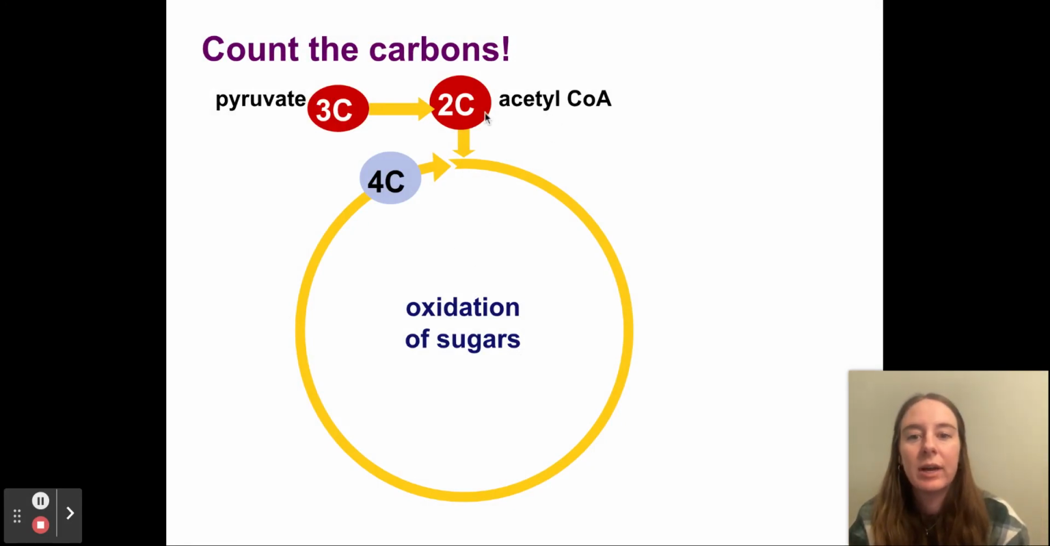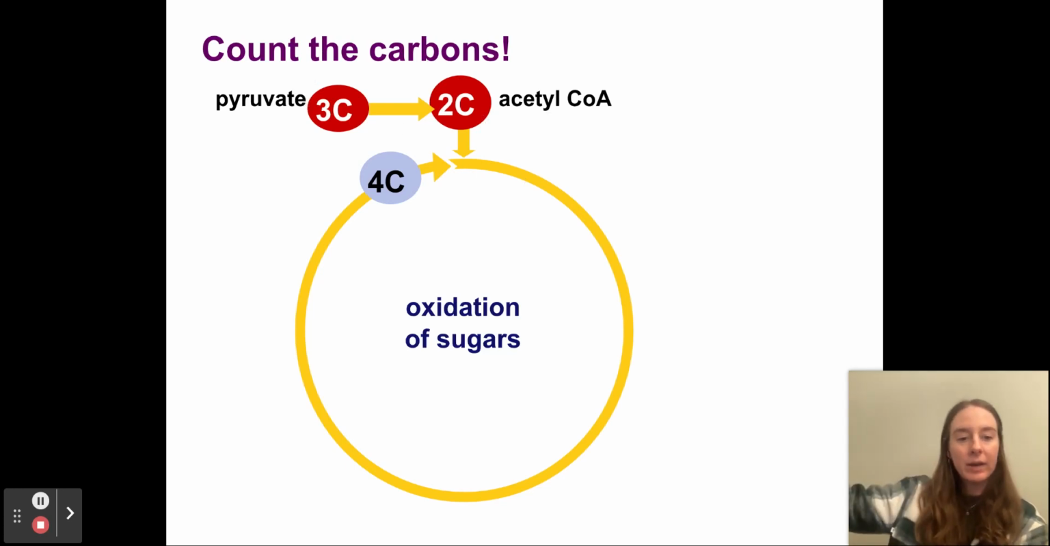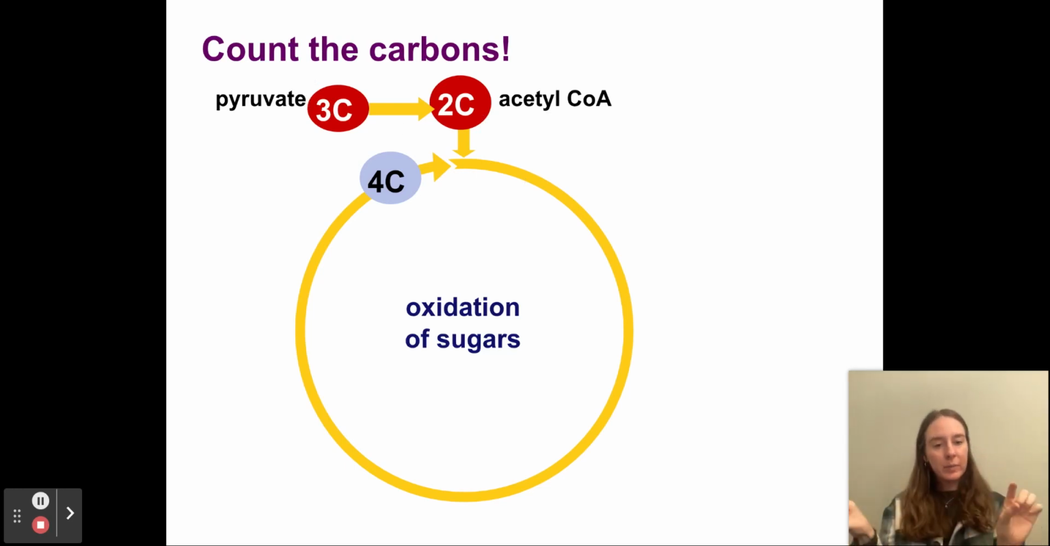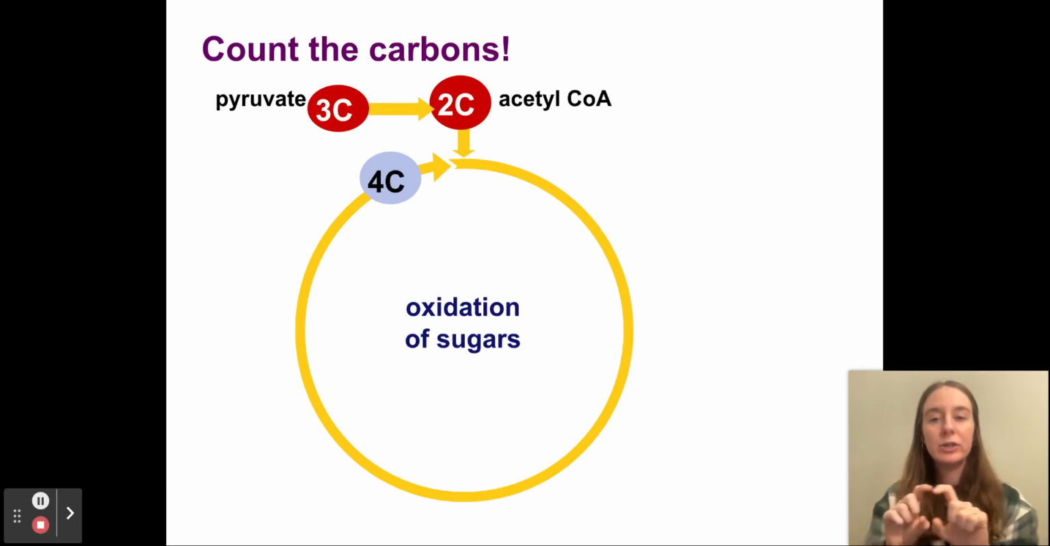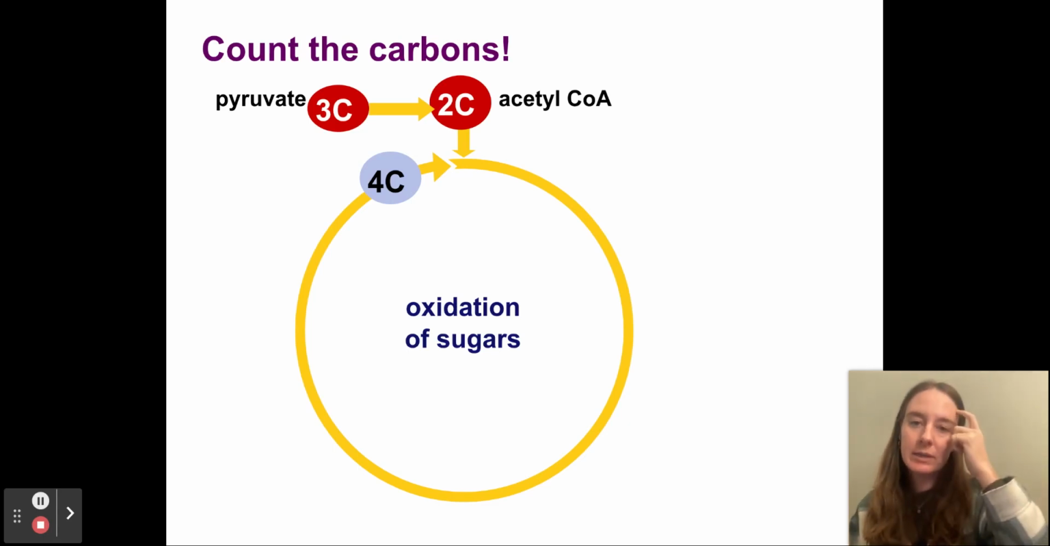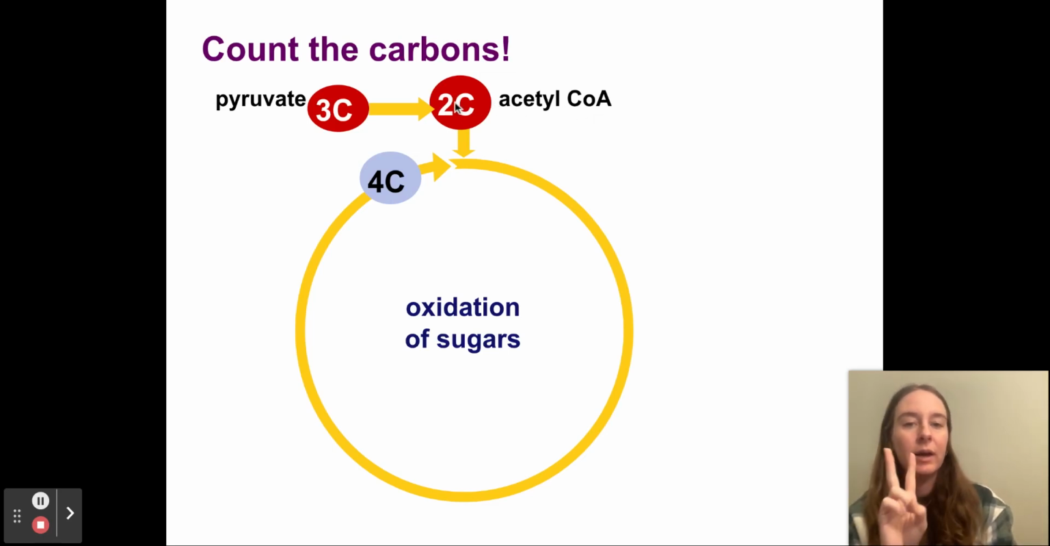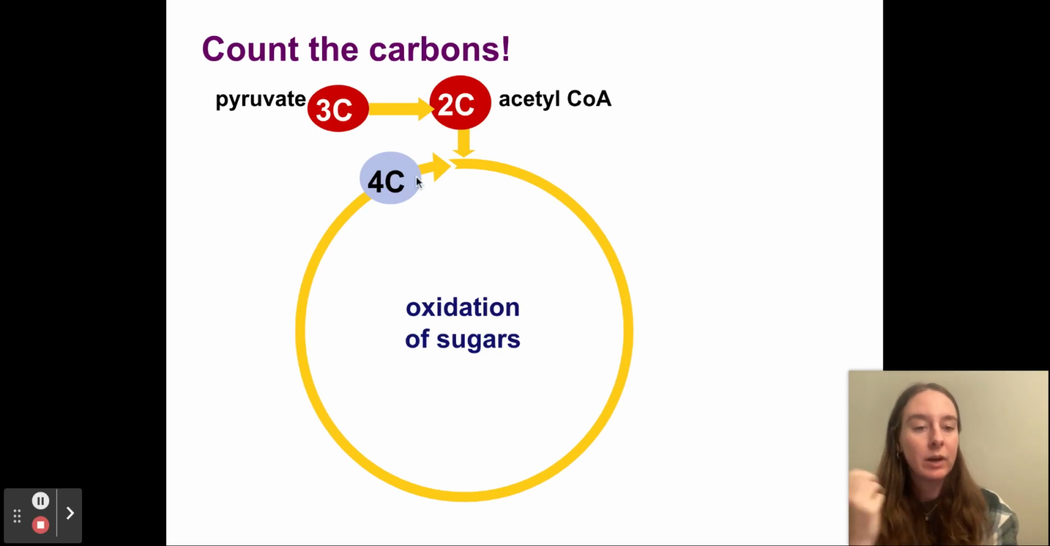Okay, so let's start by looking at what's happening to this original acetyl-CoA as it's going into our citric acid cycle. So remember, we left off with our pyruvate in glycolysis is a 3-carbon molecule. Remember that 2 pyruvates are made in glycolysis. And then through pyruvate oxidation, we have resulted in 2 molecules of acetyl-CoA, and each of those molecules has 2 carbons in it. So let's pay attention to what happens to the carbon skeleton of this original molecule.